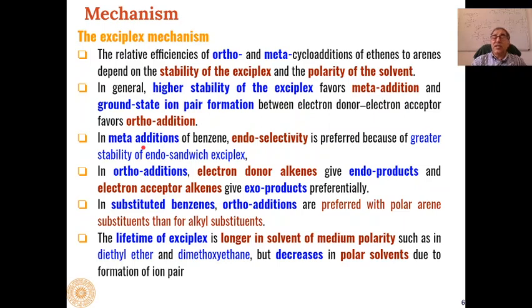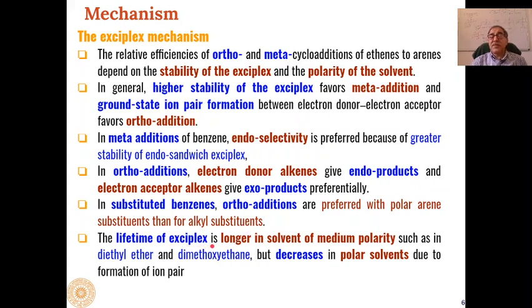Then in the case of meta cycloadduct formation, endo selectivity is preferred over exo selectivity because of the greater stability of the endo sandwich exciplex, which we will explain in the subsequent slides. Similarly, for ortho additions, the electron donor alkenes will give us endo product, whereas electron acceptor alkenes will give us exo products preferred. So in the case of 1,2 cycloadditions, whether we get endo or exo product is very much dependent on the alkene being used as a substrate. Then in the case of substituted benzenes, ortho additions are preferred with polar arene substituents rather than alkyl substituents.